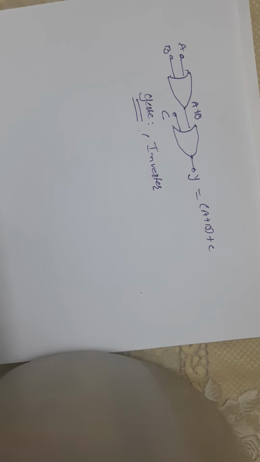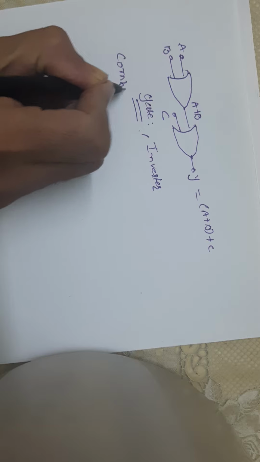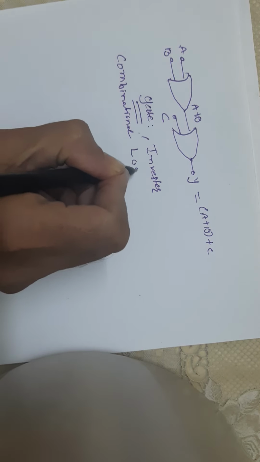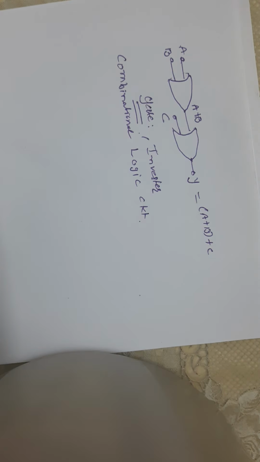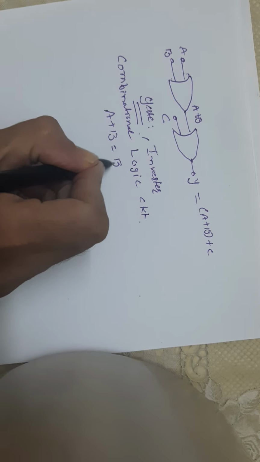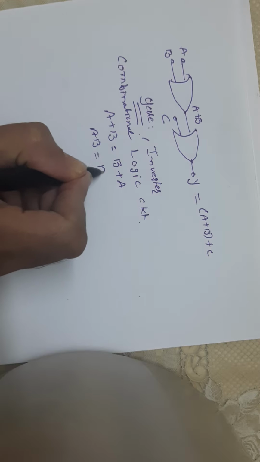Then we will discuss the combinational logic circuit. What is inside this? The basic Boolean laws and theorems. A plus B is equal to B plus A. AB is equal to BA.